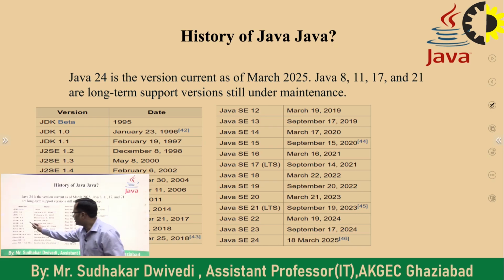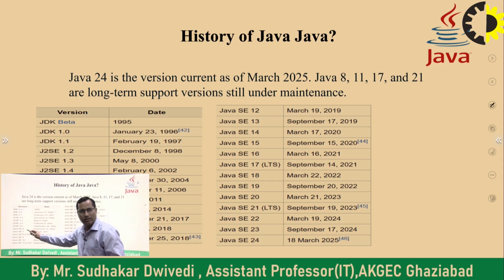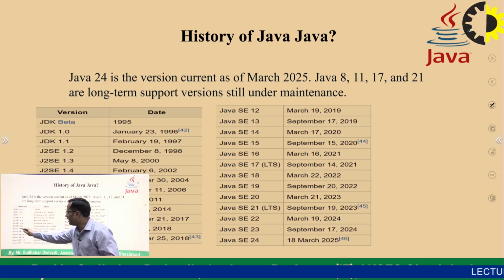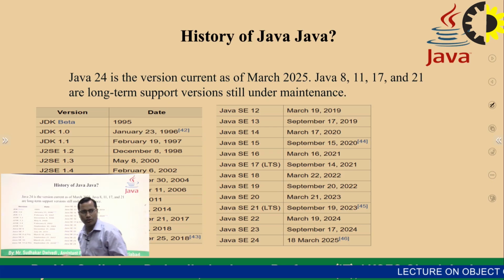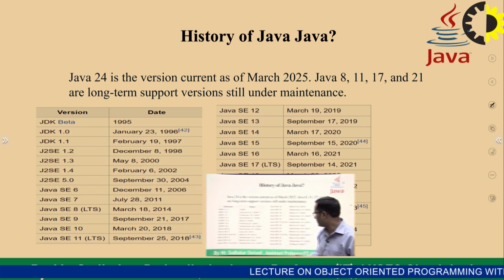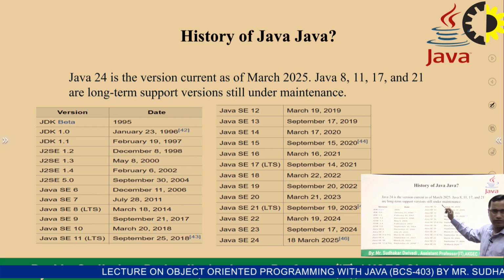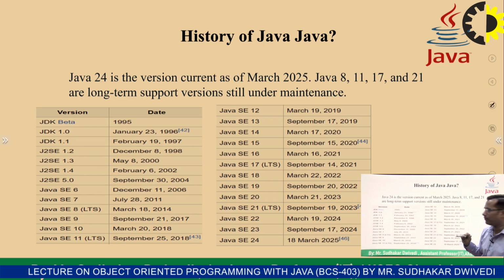So it is a major shift from Java Standard Edition 1.4, and now the convention is changed to just J2SE 5.0, because there are major changes. Here there is no Java 2.0, it is renamed as Java 2 SE 5.0. Then Java Standard Edition 6, 7, 8, and now Java 24 is the current version as of March 2025.